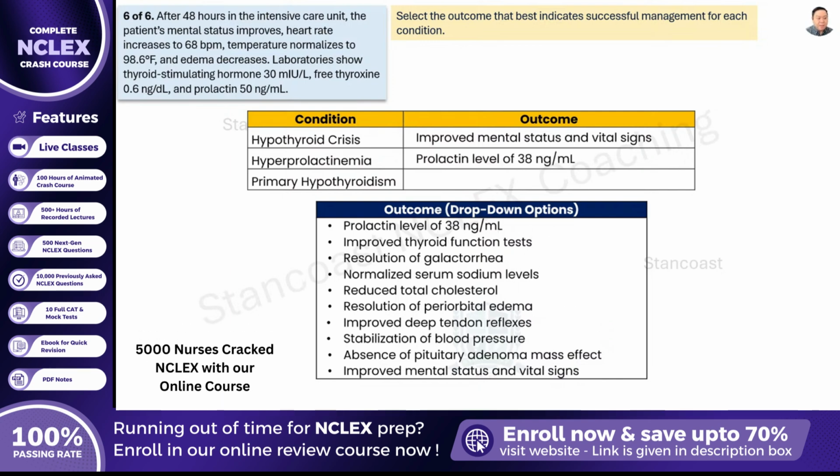That should be prolactin level of 38 nanograms per ml, because in this condition, especially since they had a pituitary microadenoma, the goal is to get those prolactin levels to drop. Now, if the prolactin goes from 80 nanograms per ml down to 35, that's a huge improvement after they have received the treatment such as the cabergoline.